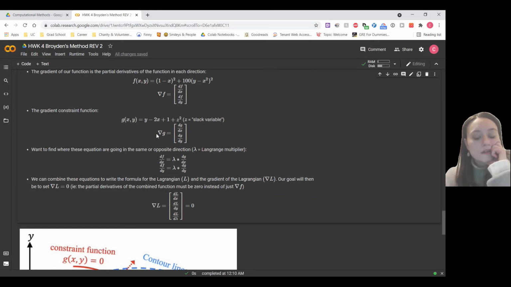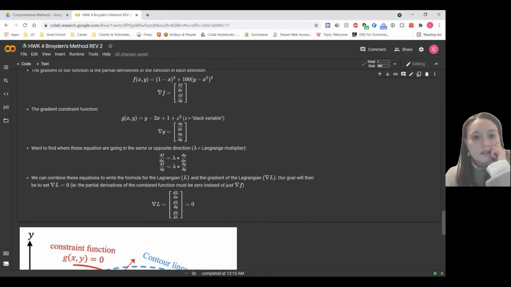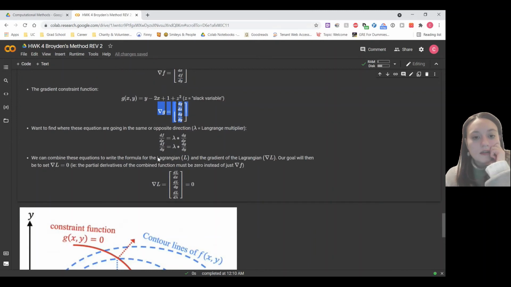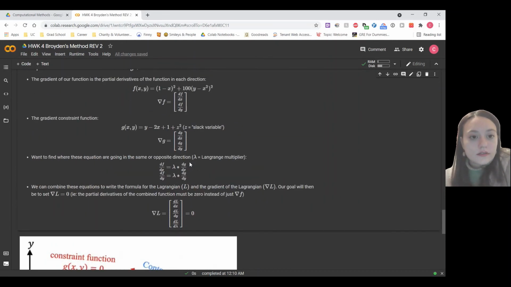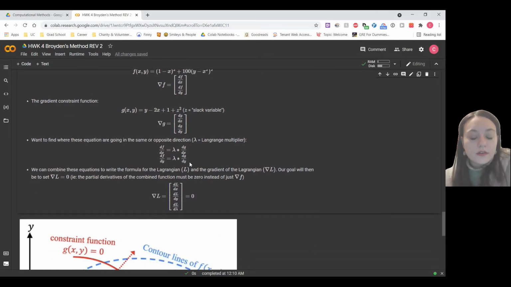So if we take these two equations, we have our gradient of f and gradient of g. We can combine these equations to form the Lagrangian. I should have included here: what is the Lagrangian?